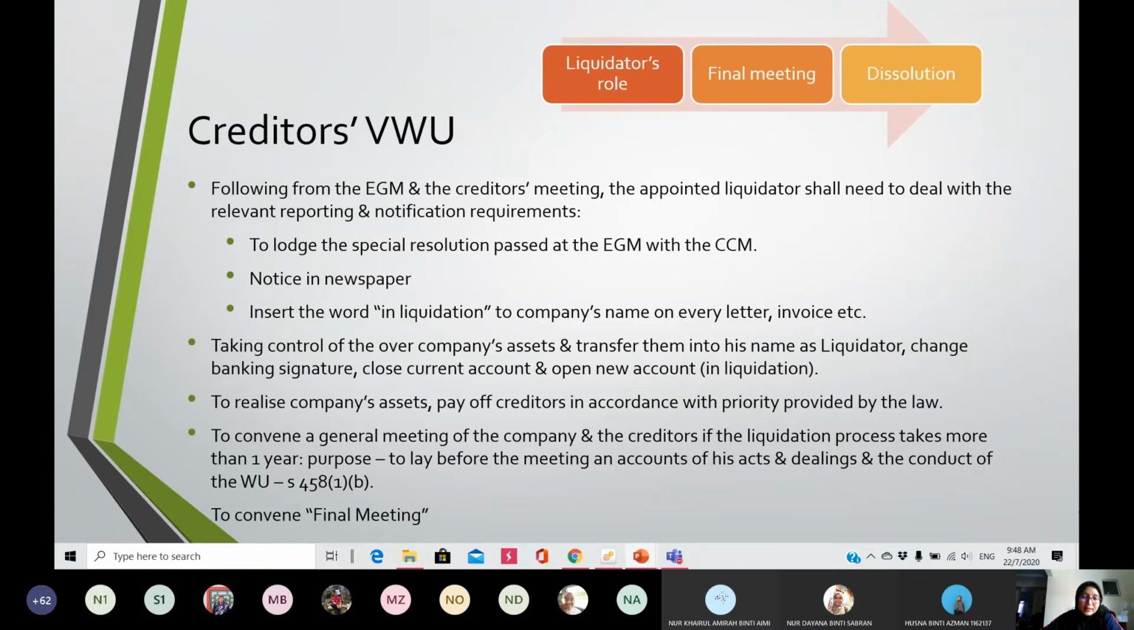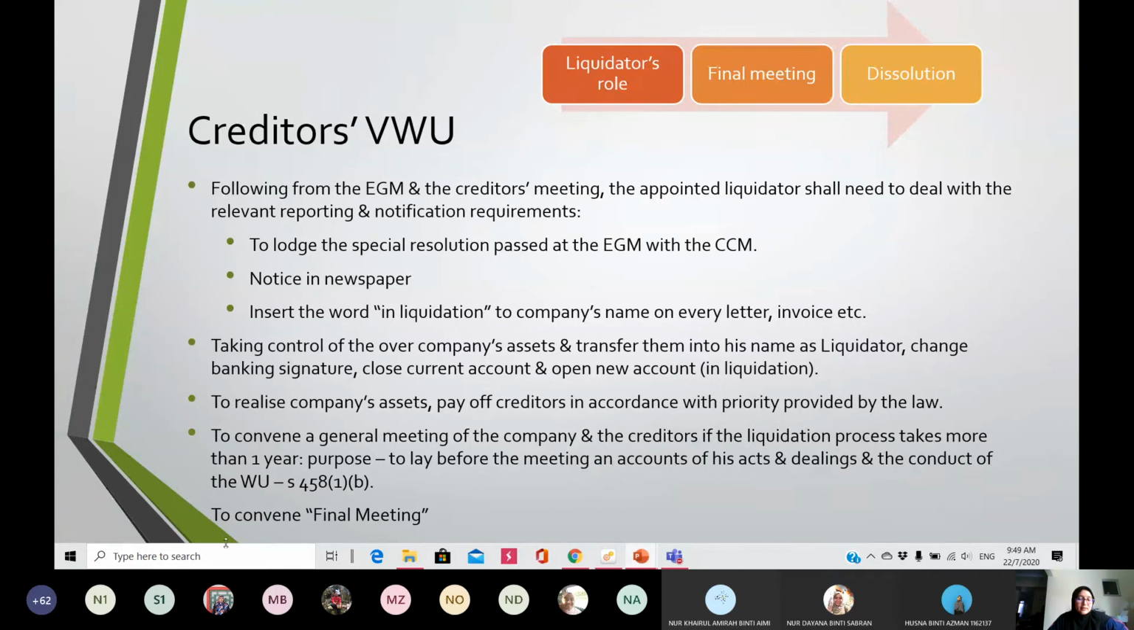Okay, and then taking control of the company's asset and transfer them into his name as liquidator, change banking signature, close current account and open new account. Ini liquidator lah yang kena buat. Okay, and then to realise company's asset, pay off creditors in accordance with priority provided by the law. Okay, priority provided by the law tu kita tengok kemudian. And then to convene a general meeting of the company and the creditors if the liquidation process takes more than 1 year.